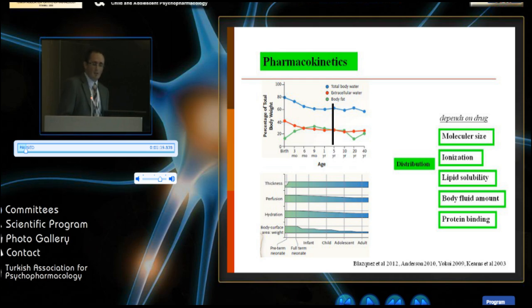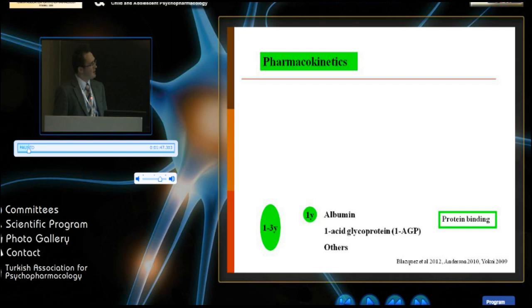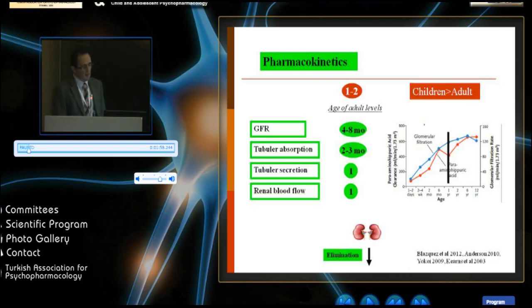The distribution in the body is affected by many factors like molecular size, ionization, lipid features, and the fluid and protein binding within the body. Around age 5, the fluid amount in the body comes to the amount of an adult. In terms of protein binding, albumin is bound at the age of 1, but between 1 and 3, the other proteins come to the level of an adult.